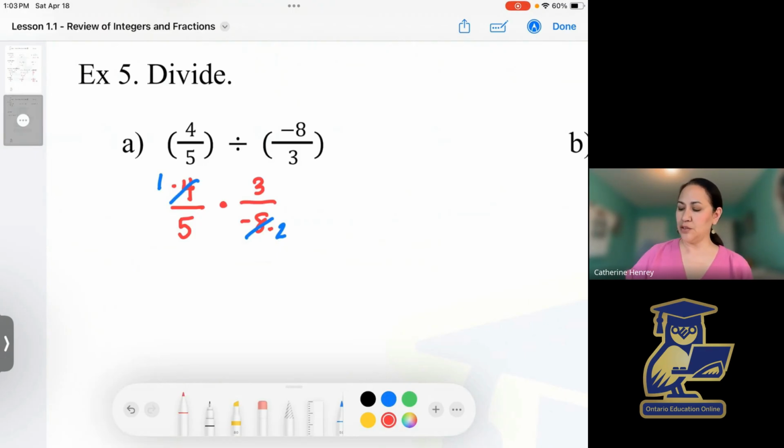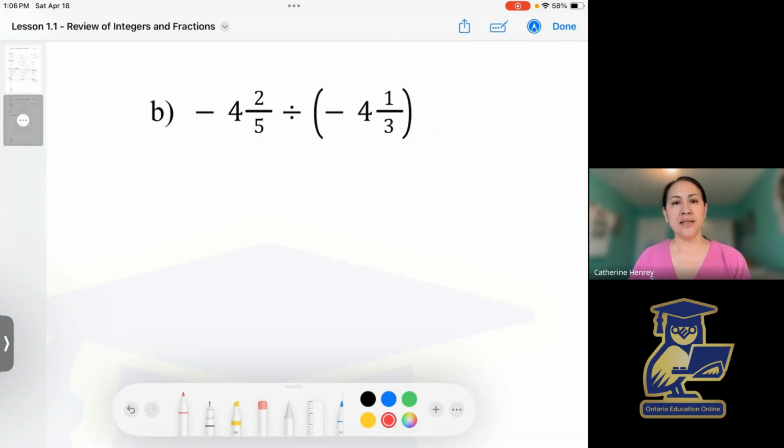Now we go back to multiplying straight across the top and straight across the bottom. I'll end up with 1 times 3 at the top, which is 3, and then 5 times negative 2 at the bottom, negative 10. So don't forget that we have to multiply by this reciprocal.